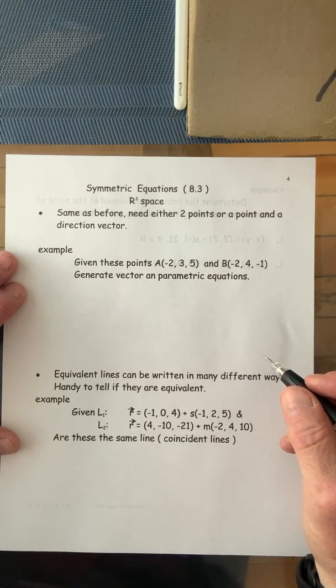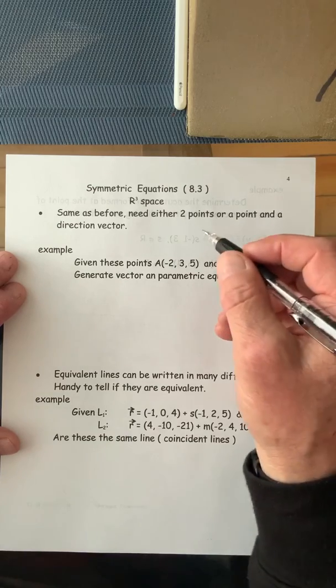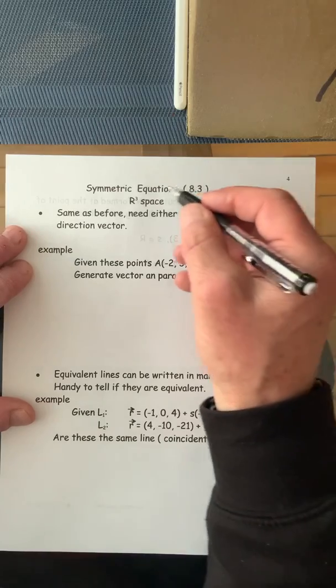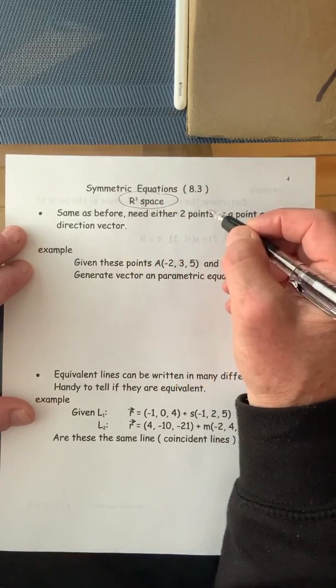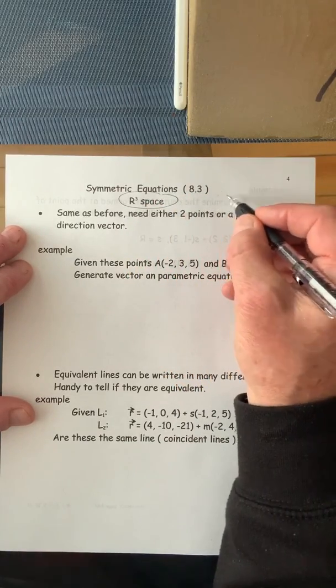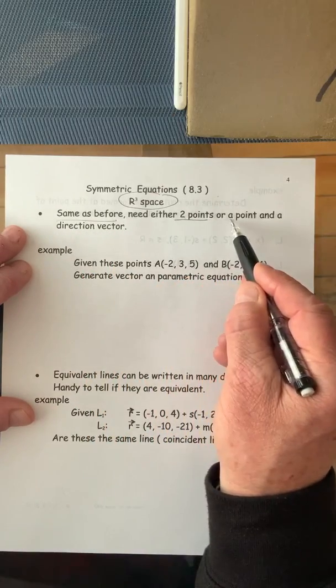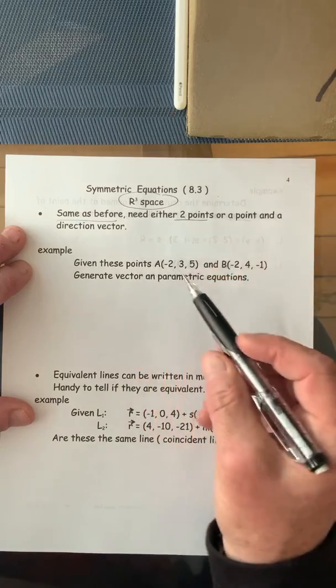This is a continuation of the March 30th lesson. This will be part 2. We have now done Cartesian equations in 2-space. We're now moving to 3-space. Keep in mind, what happens in 2-space happens in 3-space. The same as before, except we need 2 points, or a point and a position vector.